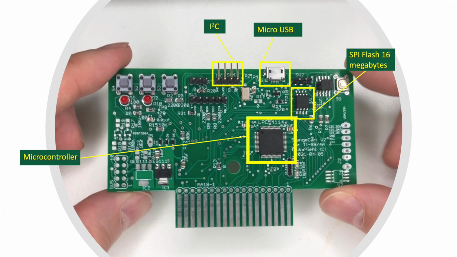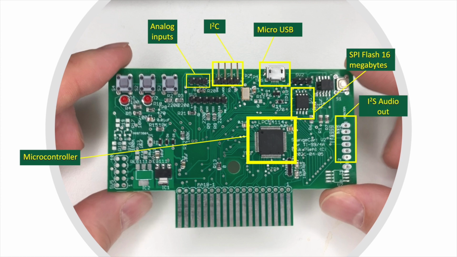There's an I2C connector here that is used to drive a small OLED display. There are a couple of analog inputs which currently are not being used. There's an I2S audio output, and if an external audio DAC is connected here, one can get a pretty high quality audio output from the board. And then there's a UART connection, which can also be used for many things, including debugging.